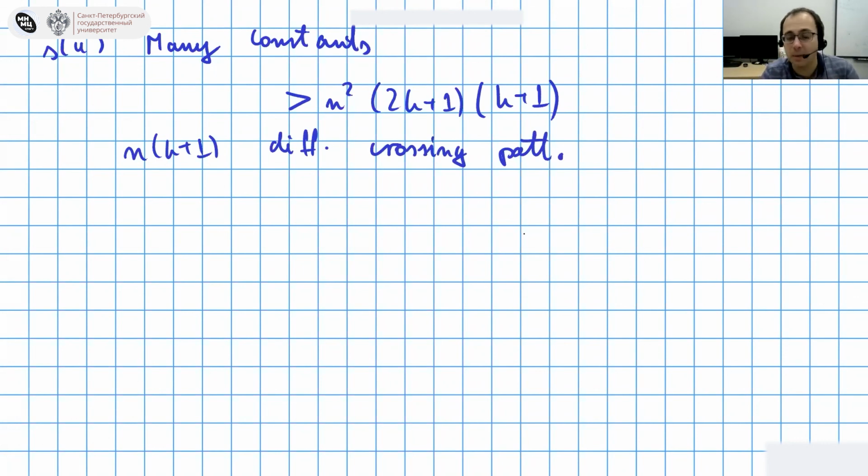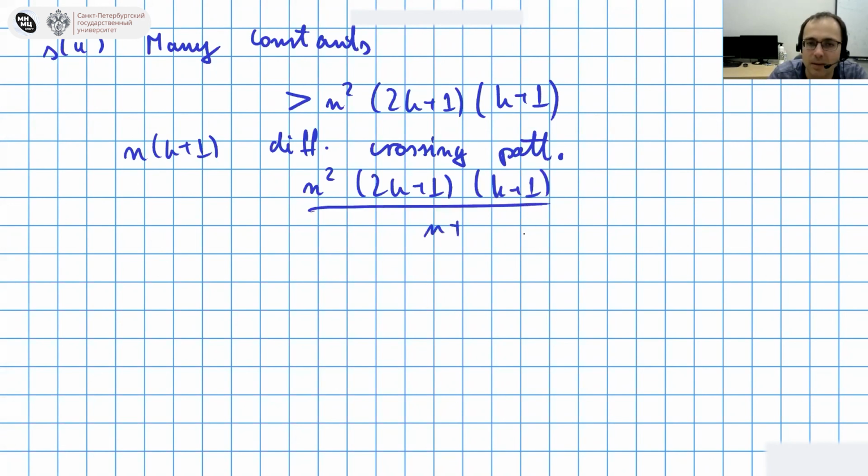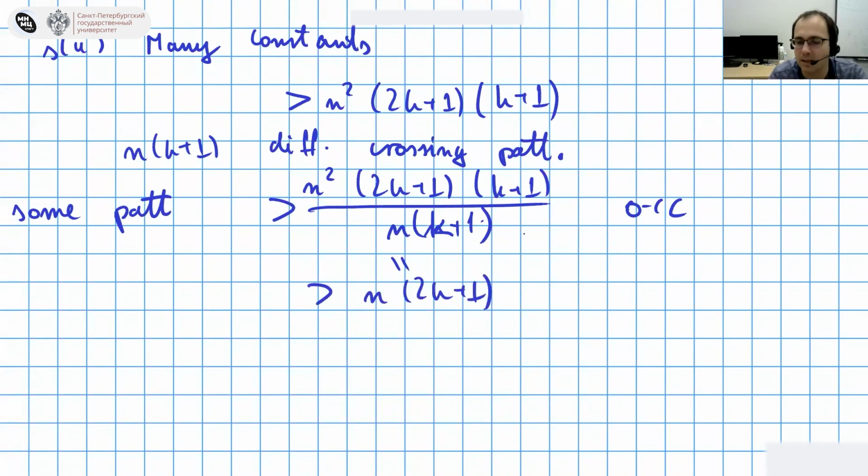Okay, and every occurrence of the constant is in some occurrence of crossing patterns, because we assume that there are no non-crossing patterns. So there is a crossing pattern which has at least n times (2k+1) divided by (k+1) occurrences. Some pattern has a larger number than this, and this is of course equal to n times 2k plus 1, so at least this number of occurrences.